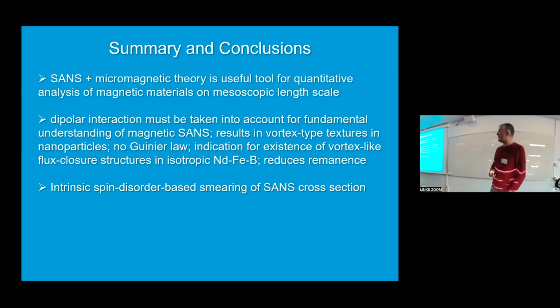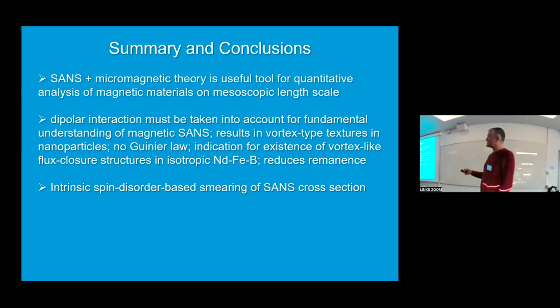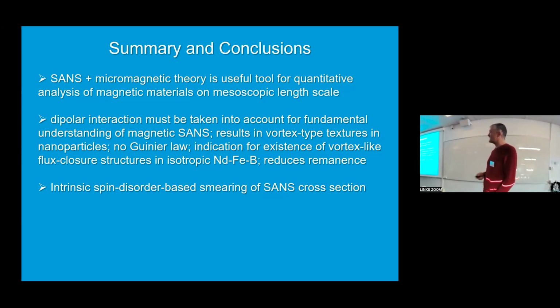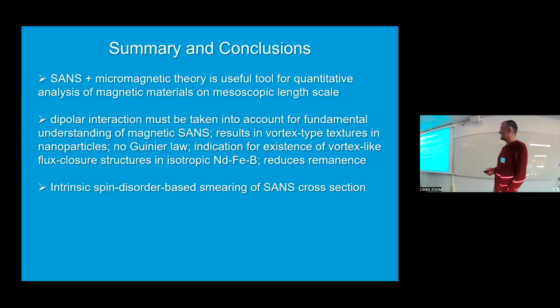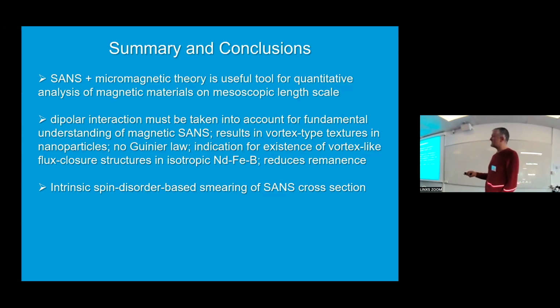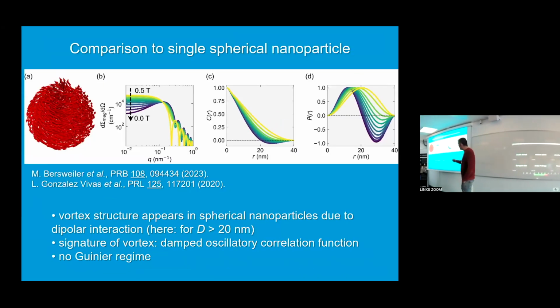We see no Guinier law, and taking the results together, simulations and experimental results, we can suggest that this spike anisotropy has its origin in vortex-like flux closure patterns, and of course these reduce the remanence. One maybe last thing: when you have inhomogeneously magnetized particles, that leads to what we call intrinsic spin-disorder-based smearing of the SANS cross section. This can be seen, or could maybe be seen, from this image here.